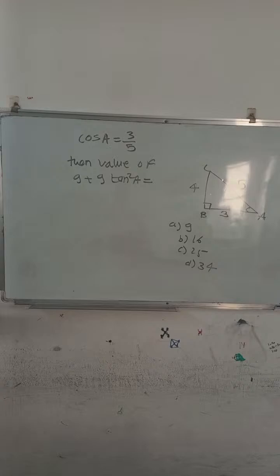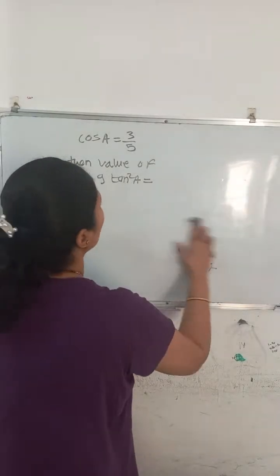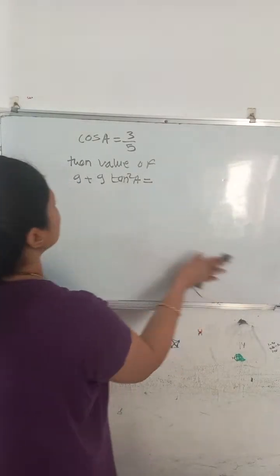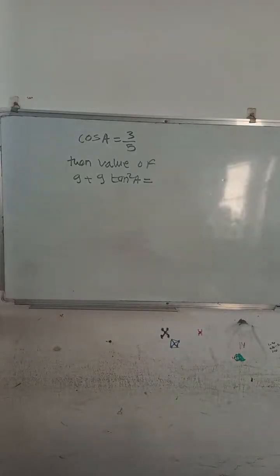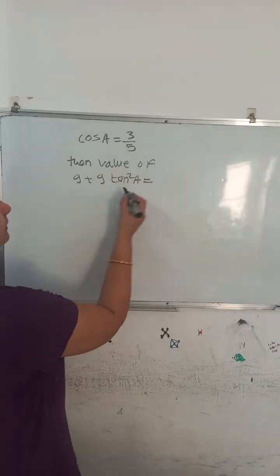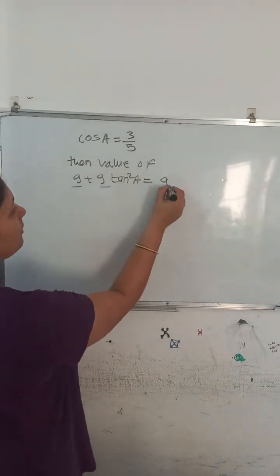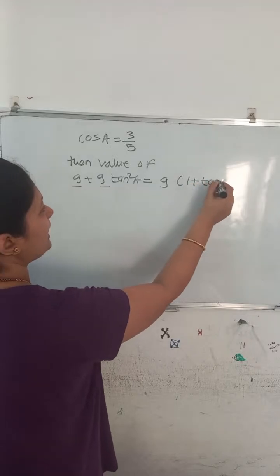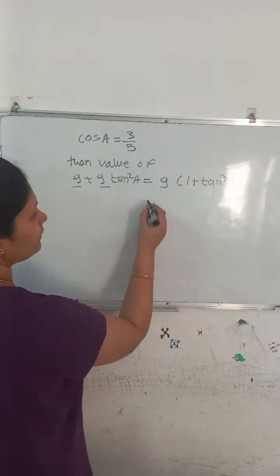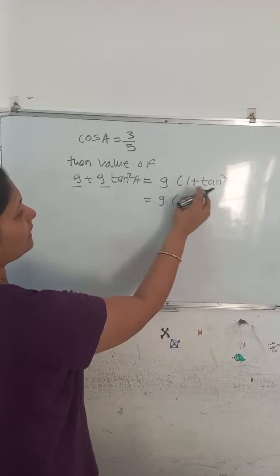Here cos A is equal to 3 by 5. Then find the value of 9 plus 9 tan square A. Find out the answer for this. Check how you can solve this. So we can take 9 common here. So 9 into 1 plus tan square A.